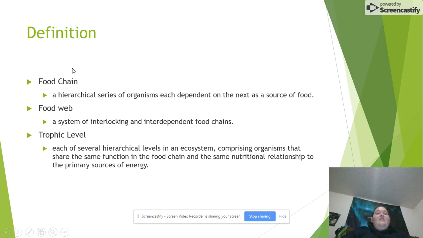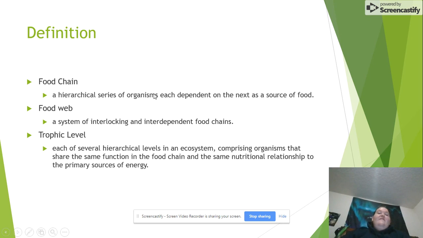So a food chain is going to be a series of organisms that are each dependent on the next as a source of food. In our last lecture, we learned about what an organism is and everything that makes up populations and organisms. So this is going to continue off of that, and we'll go over some more definitions as we go along. A food web is going to be interlocking and interdependent food chains.